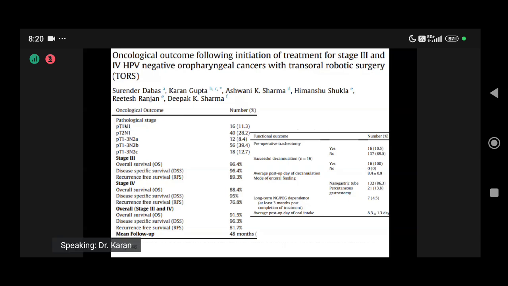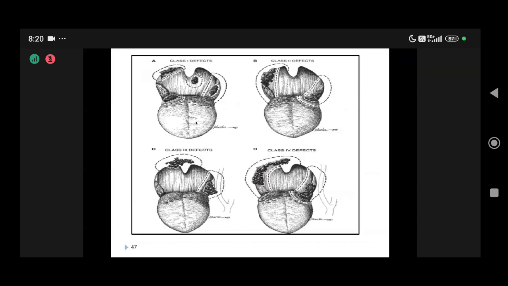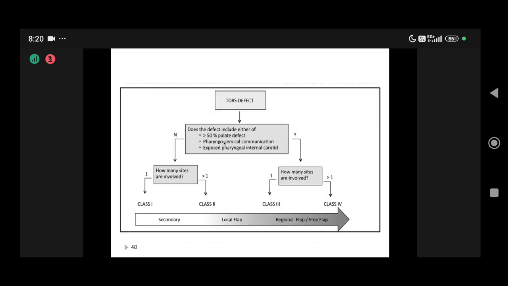There were no T3s or T4s, which would have done pretty worse with transoral robotic surgery. So choose your patients well for surgery. And because there has been a lot of talk about transoral robotic surgery in oropharyngeal cancers, a lot of classification systems have started coming in, based on the amount of resection you will do and how you would want to reconstruct these patients.